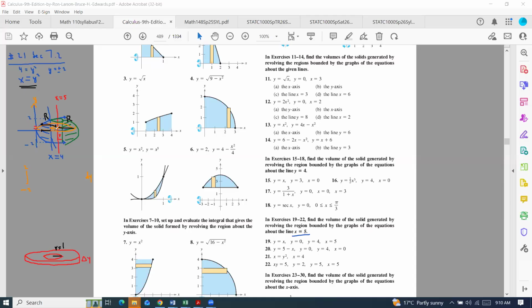So in that particular case, it looks like I need to take 5, and from 5, I need to subtract x. Let's check this out carefully. Do I subtract x or what do I do? Maybe not. Let me double check.